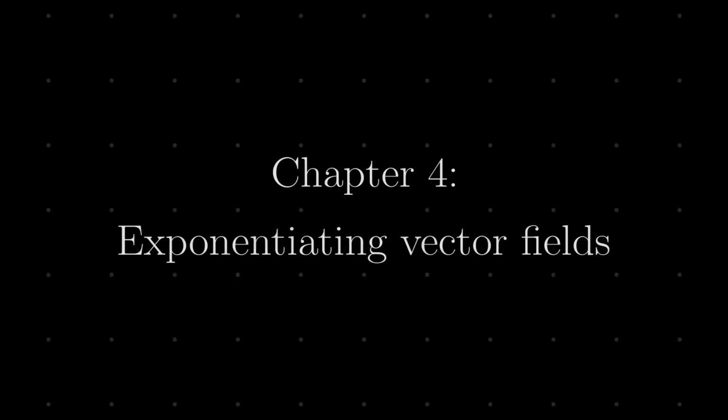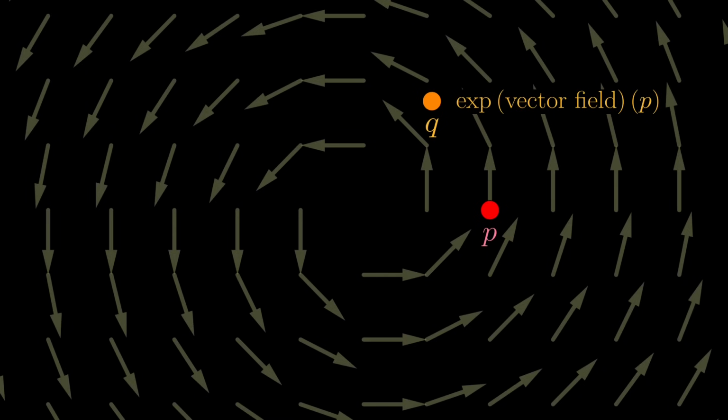A vector field is obtained by attaching each point in space with a vector. I'm just showing some vectors here to avoid clutter, but in theory there is a vector attached to every point. This can also be exponentiated. The result would be a function that takes a point p in space to another point q, which would be the exponential of the vector field acting on p.